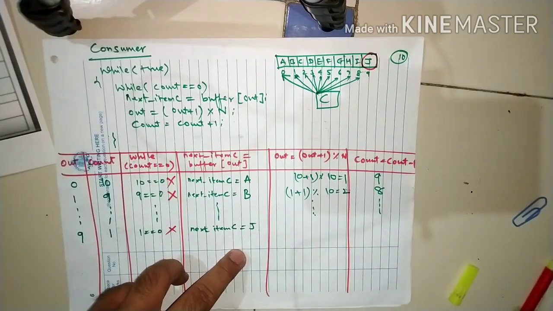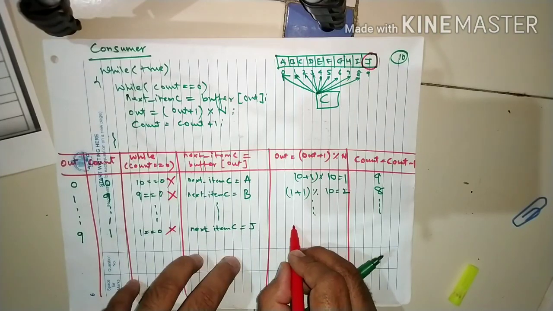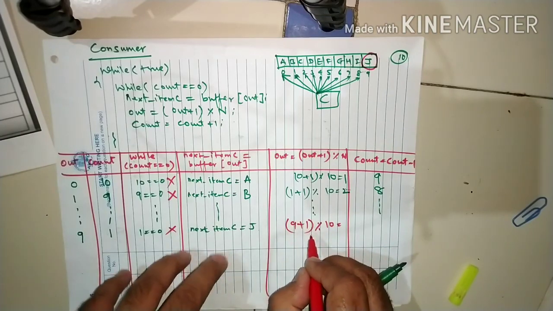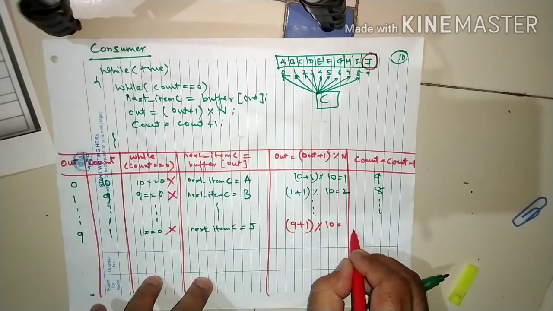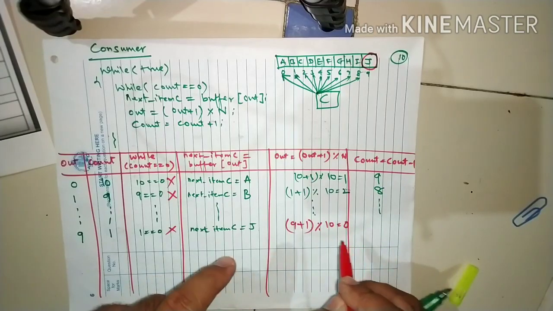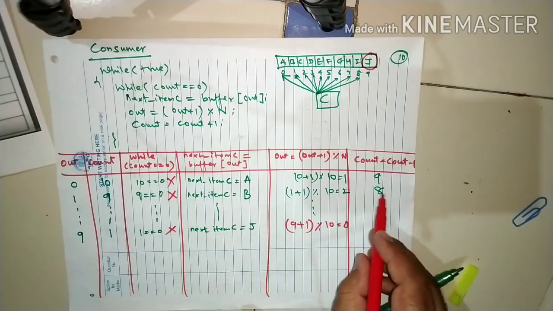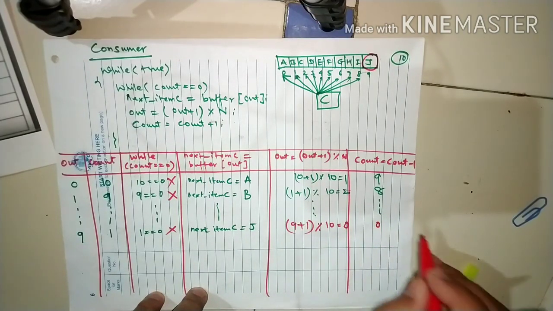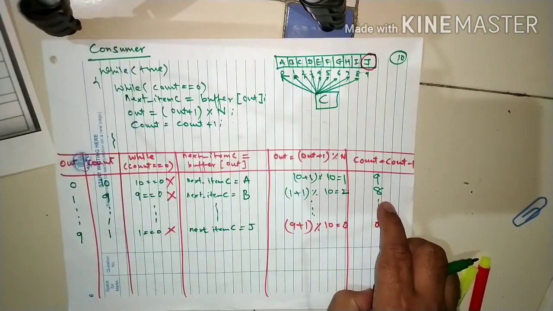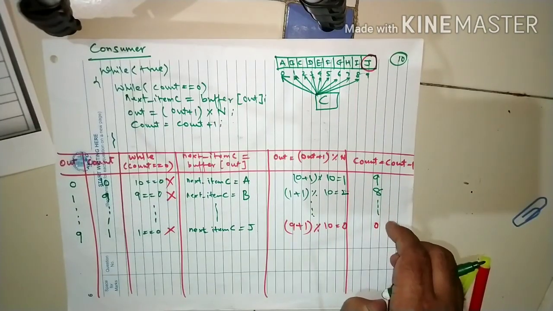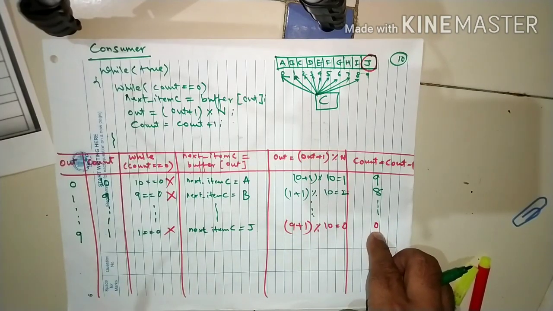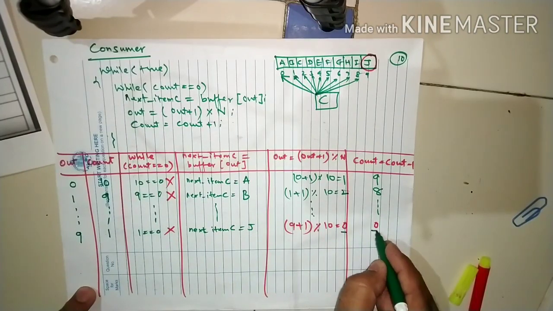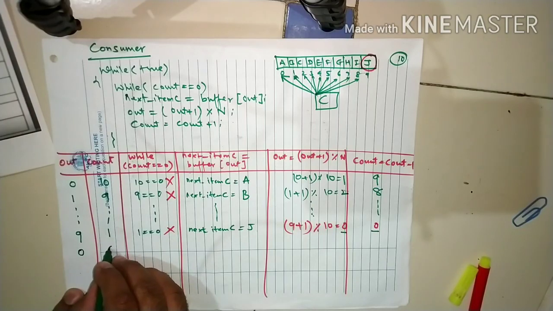And out equals out plus 1. The value of out was 9, so 9 plus 1 is 10, and 10 mod 10 becomes 0. So for the first time the value of out becomes 0, and count is also 0, counting down 9, 8, 7, 6, 5, 4, 3, 2, 1 and last 0. So we have out equals 0, count equals 0.